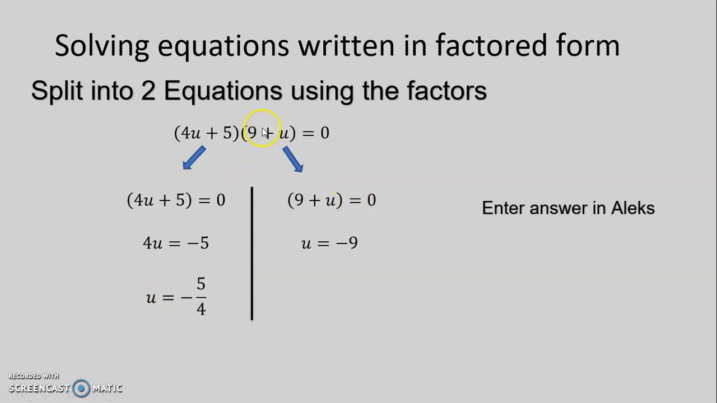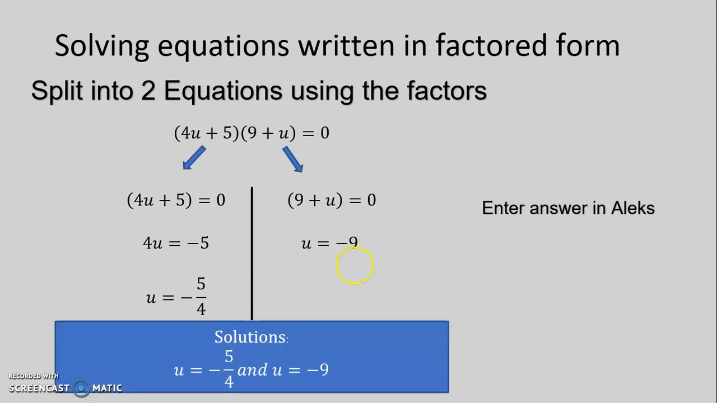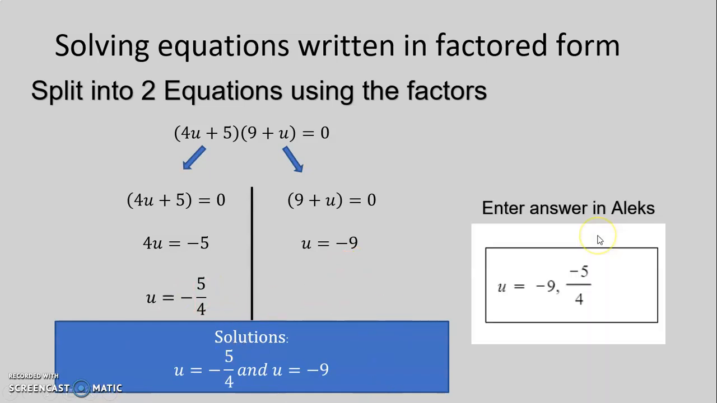On this side, we set this term equal to 0. So that's 9 plus u equals 0. So that's u equals negative 9. And that's it. So what you'd actually type into ALEKS, here are our solutions. In ALEKS, you type it in like this. You'd go negative 9, comma, negative 4 over 5. To be clear, it doesn't matter which order you type them in. It should accept the answer either way.